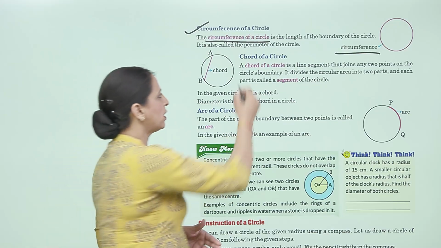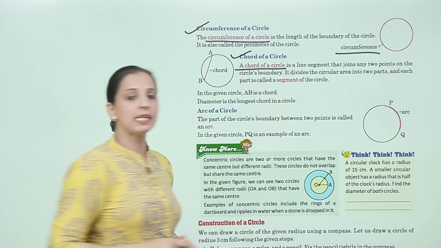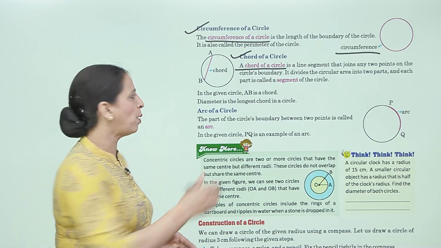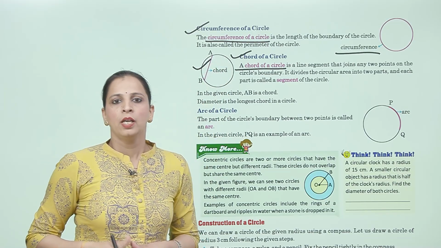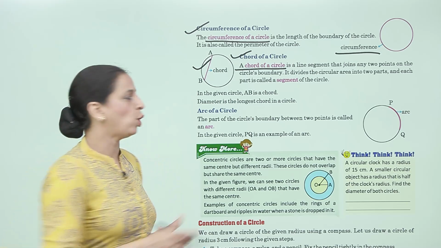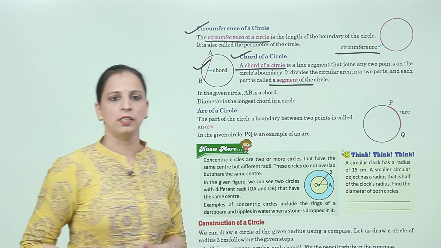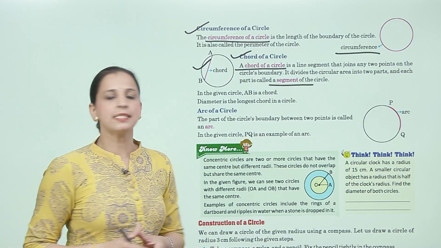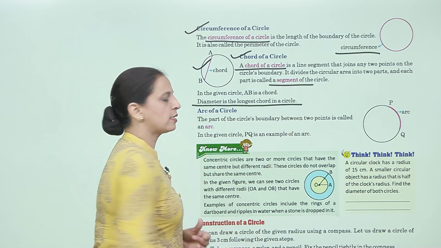Now, chord of a circle. A chord of a circle is a line segment that joins any two points on the circle's boundary. It divides the circle area into two parts, and each part is called a segment of the circle. In the given circle, AB is a chord. Diameter is the longest chord in a circle.